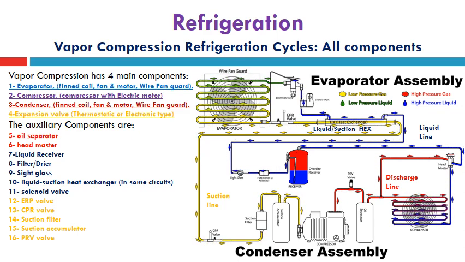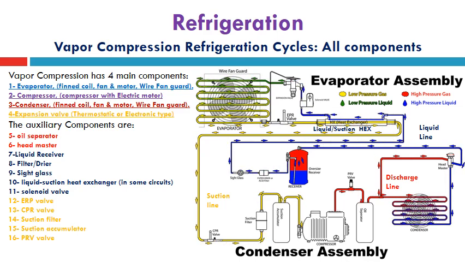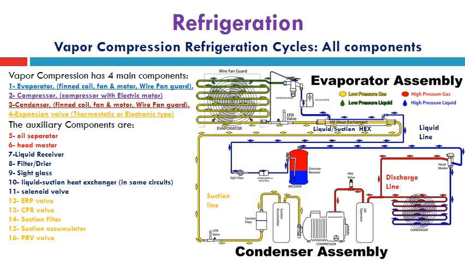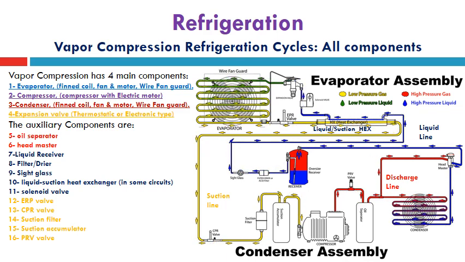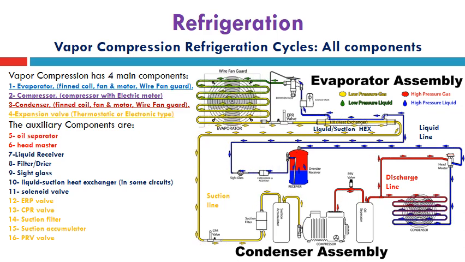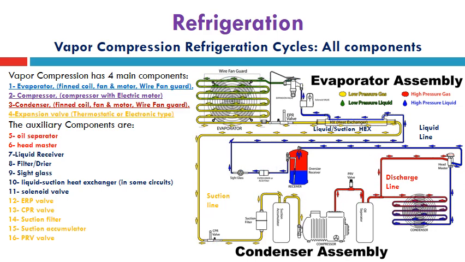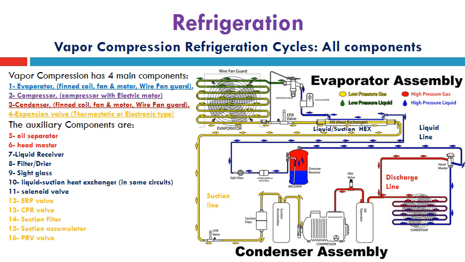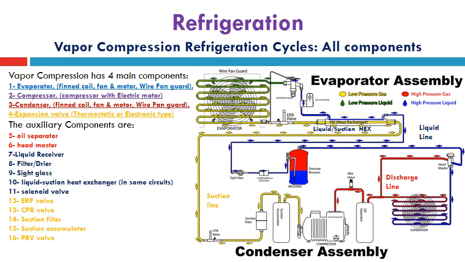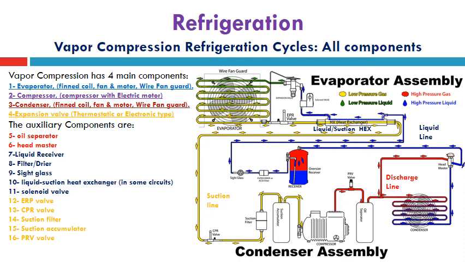Filter dryer number 8 may be installed with a sight glass number 9 downstream of the liquid receiver as shown. Then we can use a liquid suction heat exchanger to exchange heat by supercooling the liquid refrigerant going out of the condenser with the gas going out from the evaporator before entering the compressor. This heat exchanger may be helpful to increase the COP with some refrigerants.